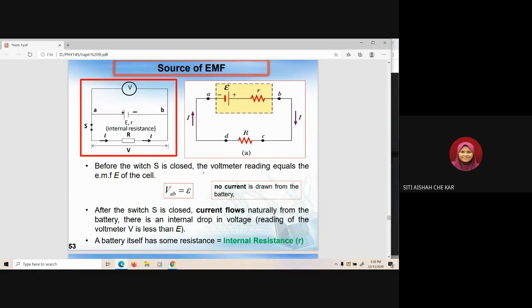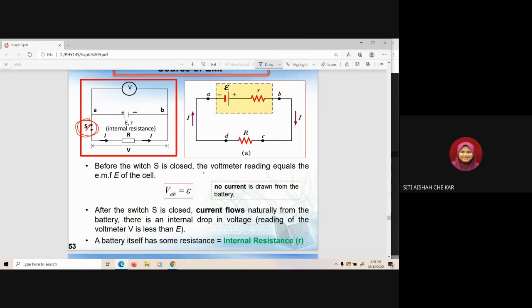Okay, ini kita ada letak switch kat sini. Okay, pada waktu initial condition, switch ni terbuka. Maknanya ni voltmeter. Voltmeter adalah measure the voltage across a certain point. So bila waktu ni terbuka, maknanya resistor R ni tak bersambung lah. So the voltmeter only measure the voltage across the power supply lah.